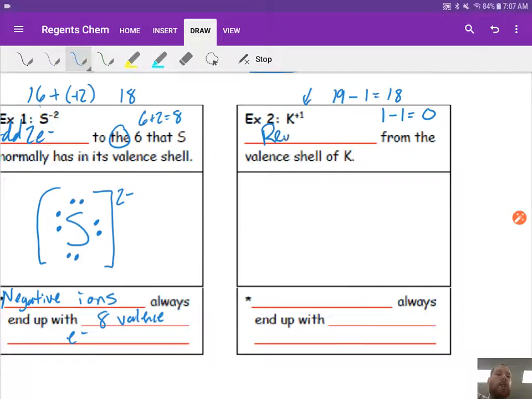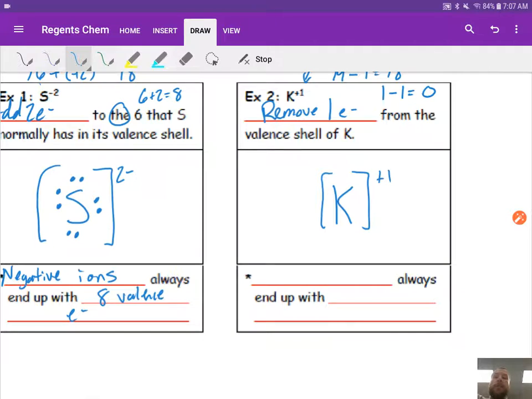So we are removing 1 electron from the valence shell of potassium. So normally it would have the 1 dot, but now we've removed it, so it's going to have no dots around it and a +1 charge. Again, if you had the dot, or if you just write it without a dot, it's not correct. So you've got to make sure that you have the brackets and the charge.